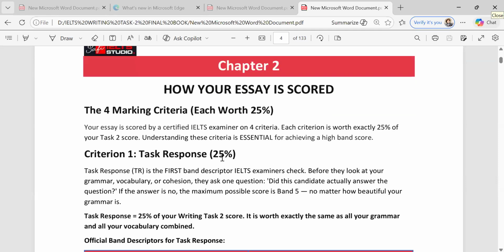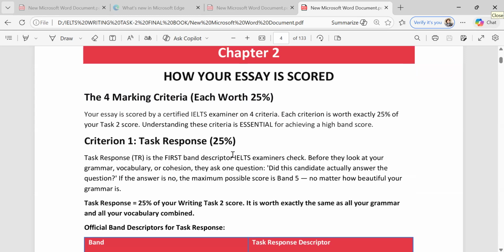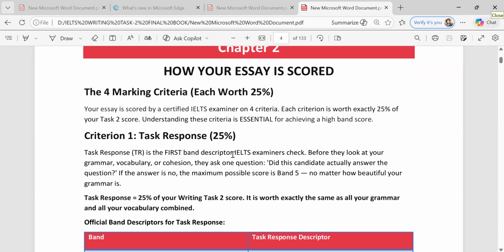Okay. As I told you, in IELTS writing task 2, what is more important is that there are four marking criteria, each worth 25%. So the first marking criterion is task response. The second one is grammar. The third one is vocabulary, and the fourth one is CC.